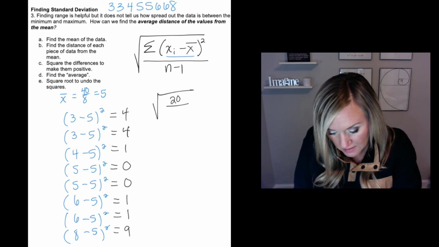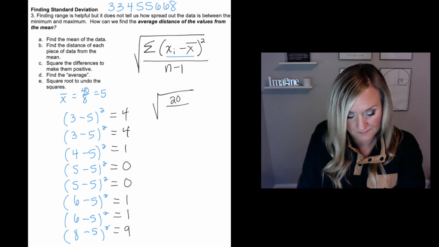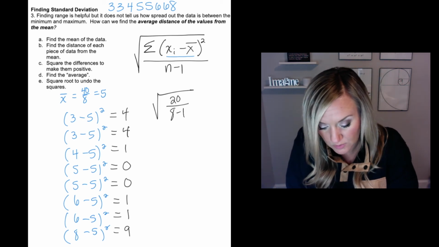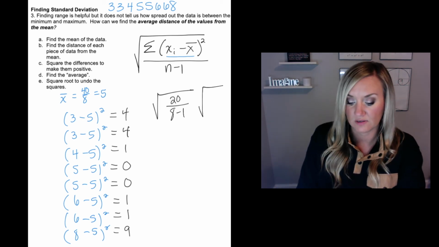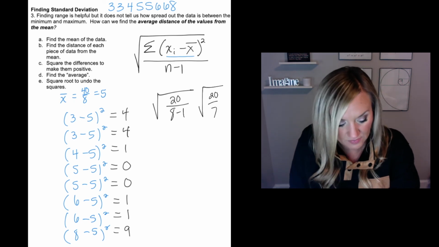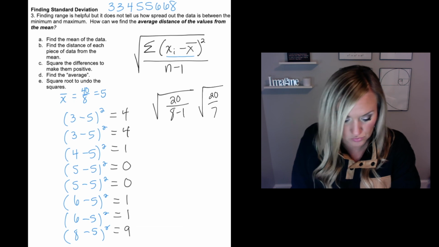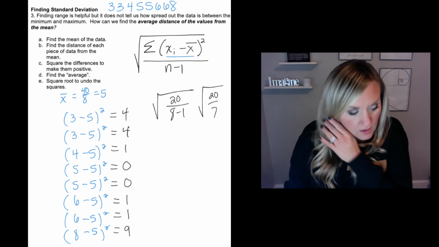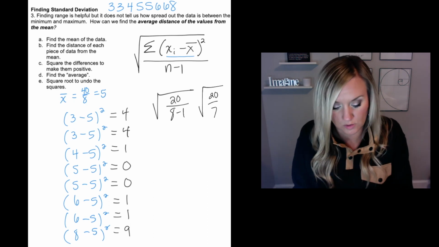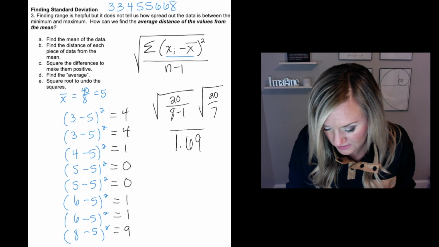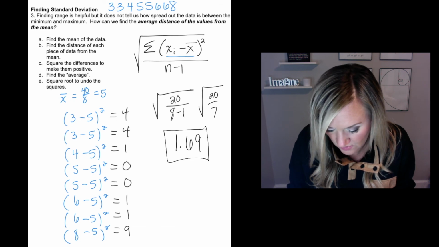But it's n minus 1. Oopsie. Let's go back. There we go. So it's n minus 1, so it's 8 minus 1, so that would be 7. So we have the square root of 20 over 7, and that is going to give us, let's use the calculator, square root of 20 over 7. That is about 1.69 standard deviation.